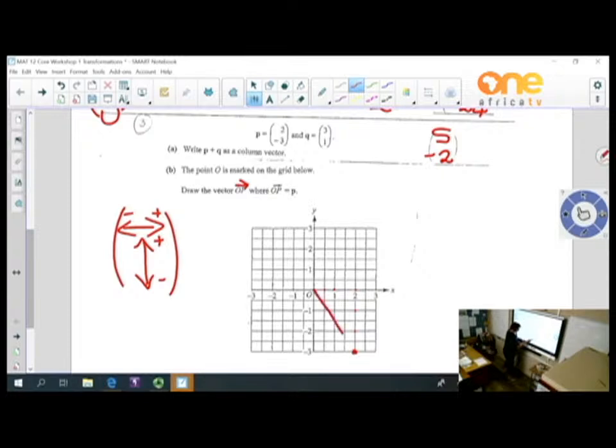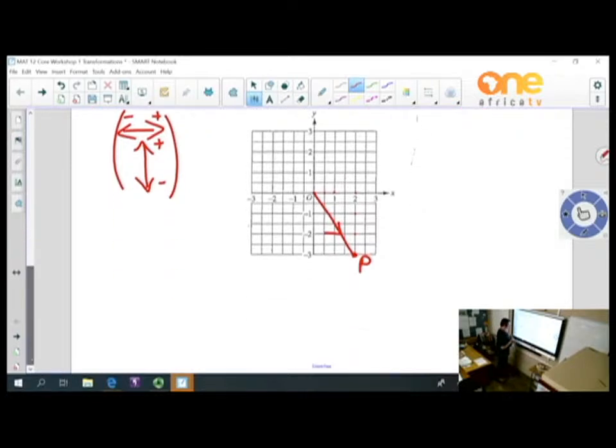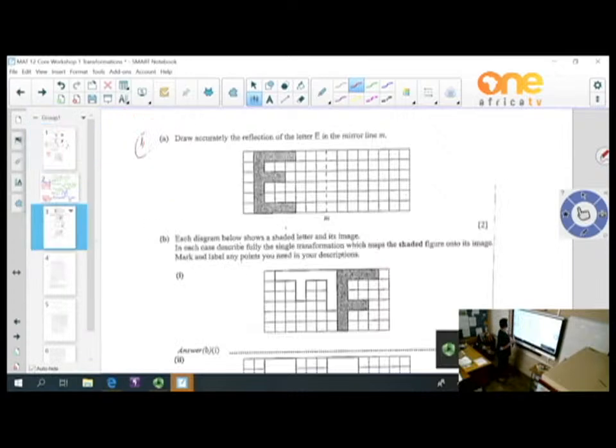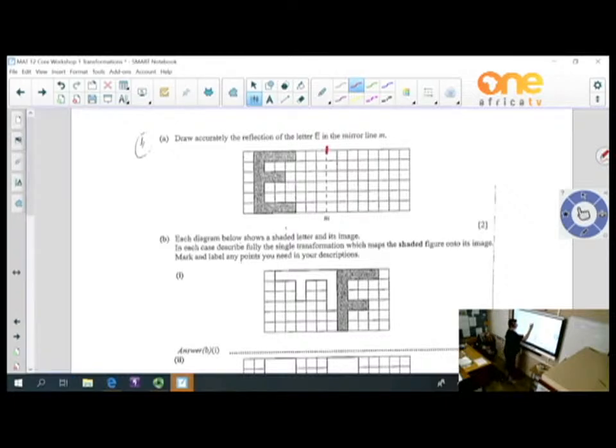So this is my column vector, and remember that you will always put an arrow there to indicate the direction. Right, the next page. Draw accurately the reflection of the letter E in the mirror line M. So there we have it exactly. Here is my mirror line right in the middle. Once you've got the first points, it's usually very easy to continue.